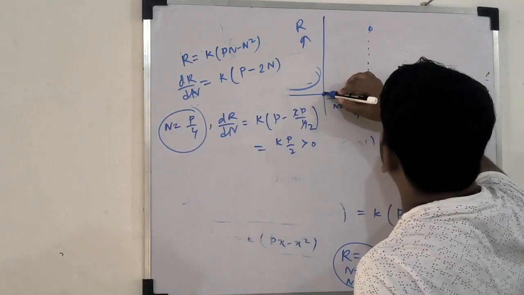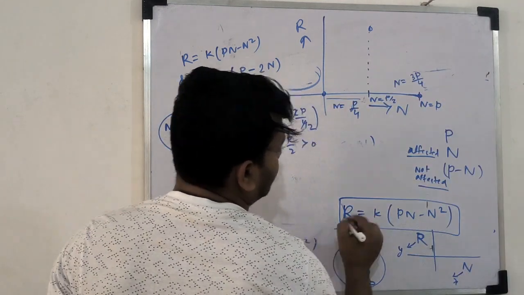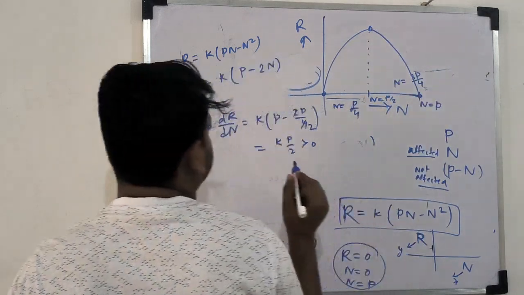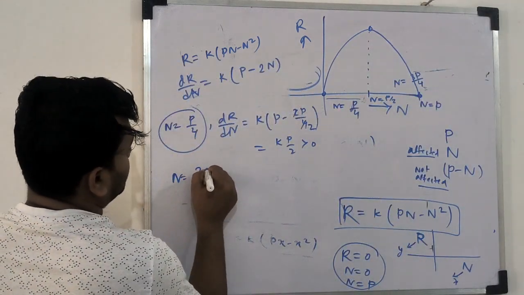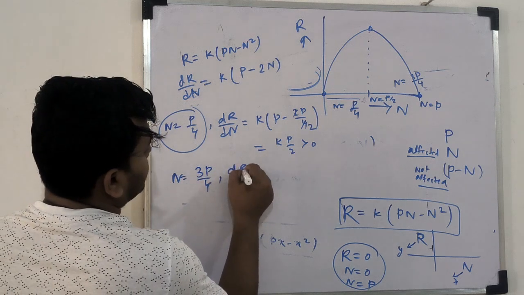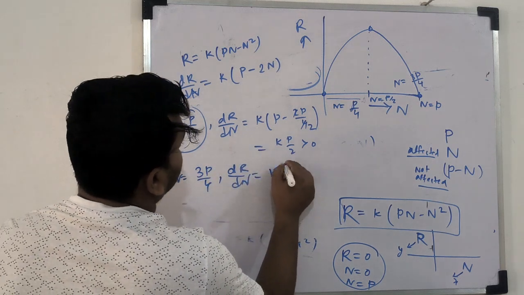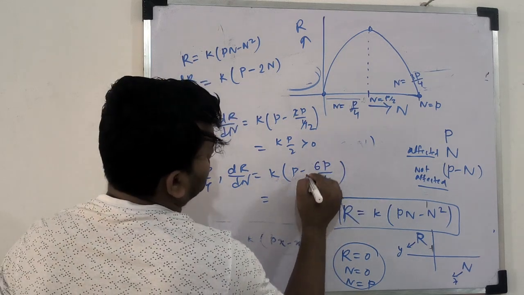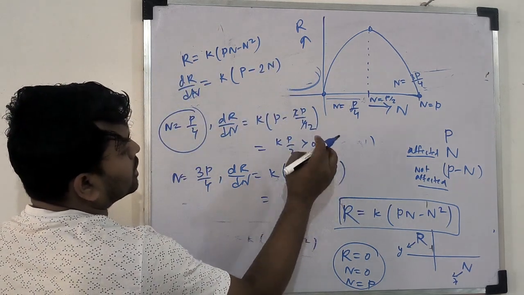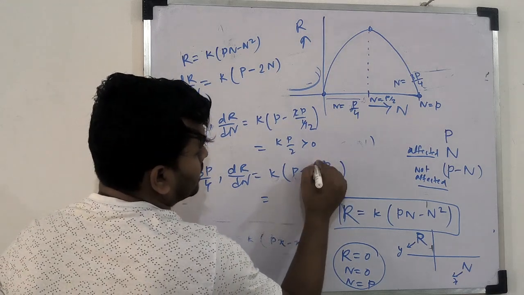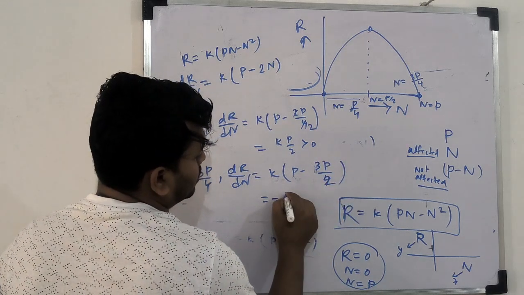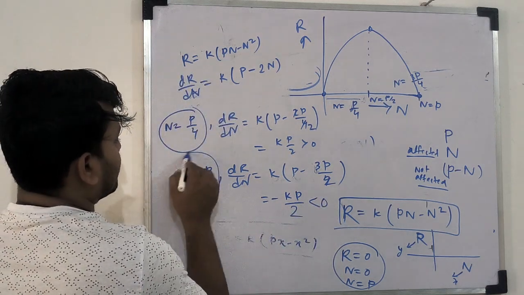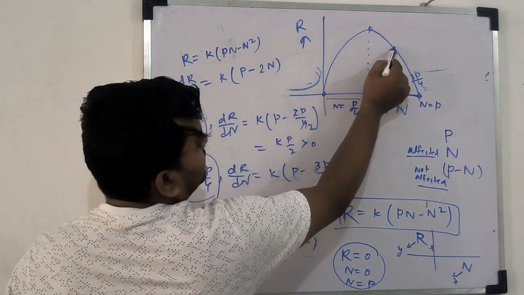As this is a parabola, it will look like this, but let us check. For N equal to 3P by 4, dR/dN will be K into (P minus 2 into 3P by 4), that is P minus 6P by 4, which is minus P by 2. So therefore this will be minus KP by 2, which is less than 0. So for this N, R will be a decreasing function. So that's why this is decreasing.